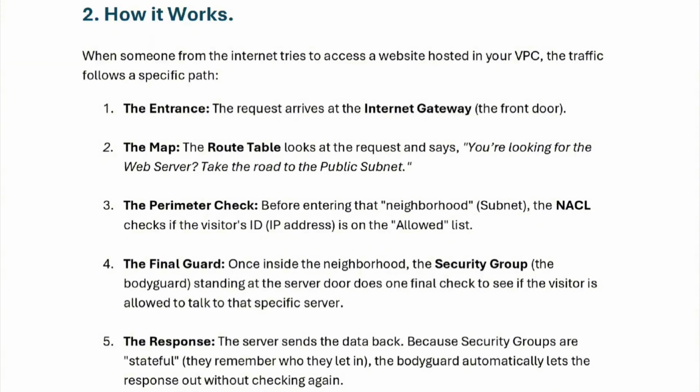The perimeter check: before entering that neighborhood subnet, the NACL checks if the visitor's IP address is on the allowed list. If it is not on the allowed list, then the access is denied. The final guard: once inside the neighborhood, the security group, the bodyguard standing at the server door, does one final check to see if the visitor is allowed to talk to that specific server. If the user is not allowed or is denied, then the access is also denied.